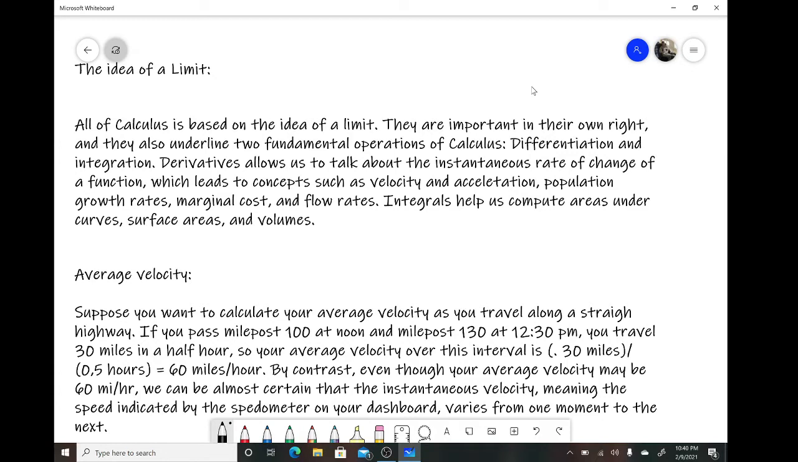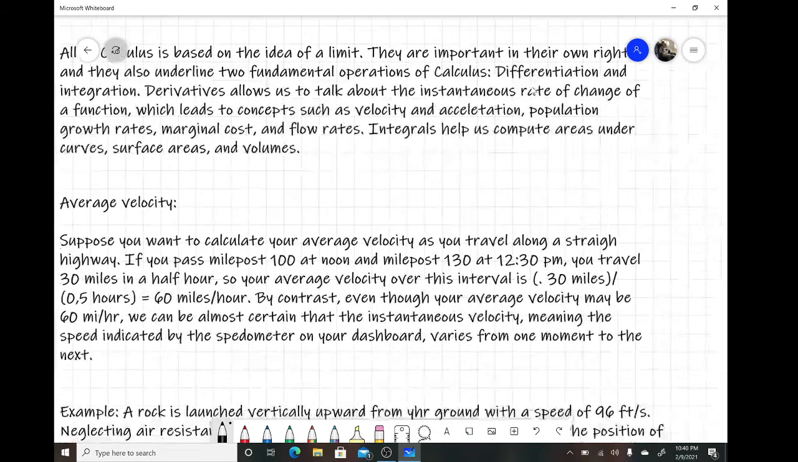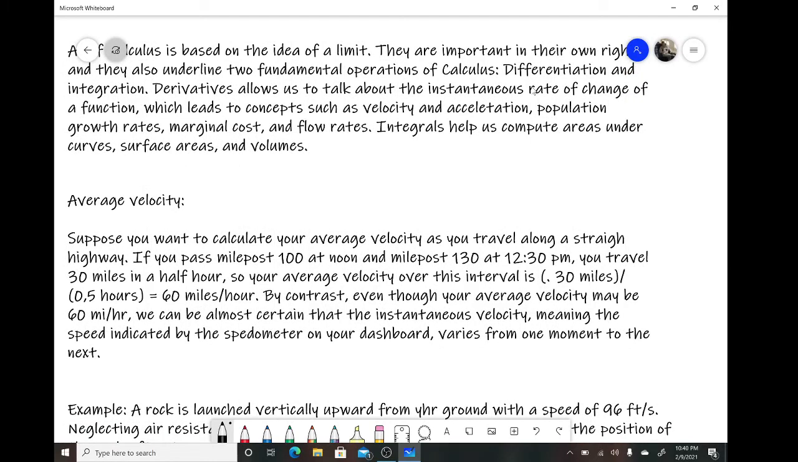And the integral will help us compute areas under curves, surface areas, and volumes. So when we say areas under curves, we're not talking about your basic area of a rectangle or a triangle or even a circle. We're talking about shapes that are not well defined like this one. Now, this quick video will serve as an introduction to limits, and we'll begin talking about this average velocity problem.